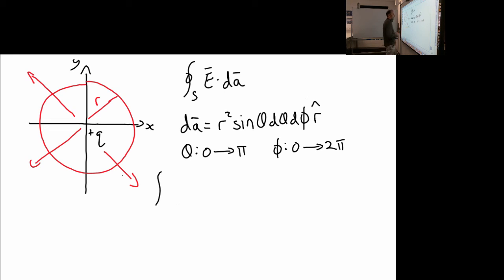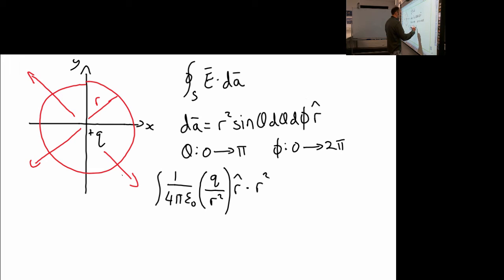So we're going to have our integral of 1 over 4 pi epsilon naught times the charge Q over r squared, r hat. We're taking the dot product with dA, which is r squared sine theta d theta d phi r hat.